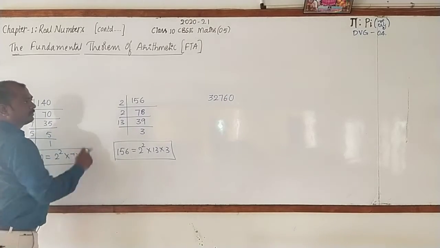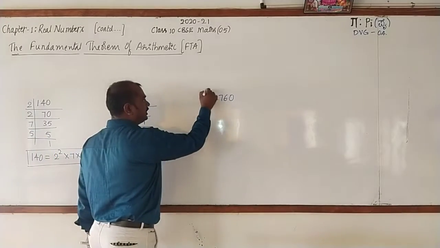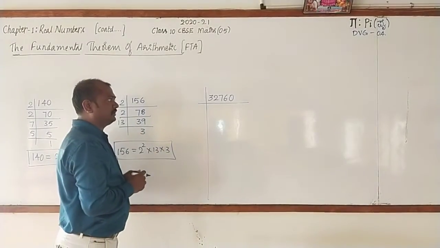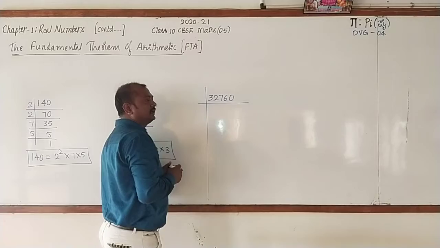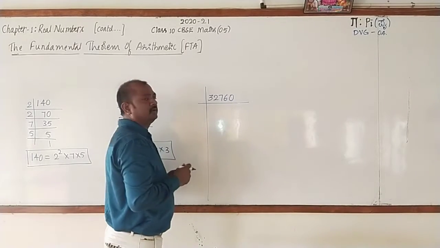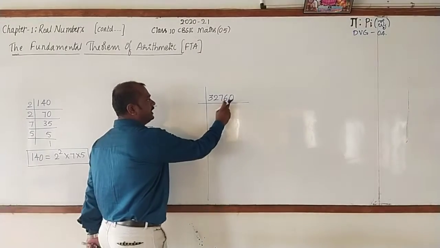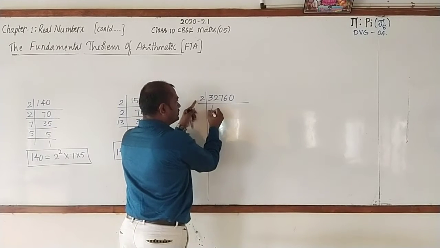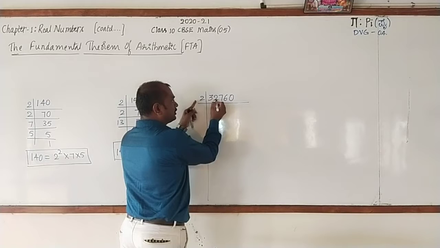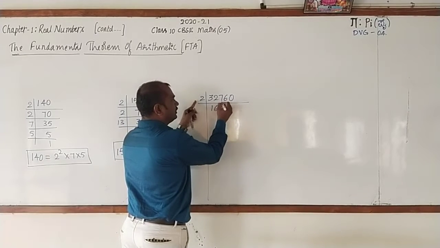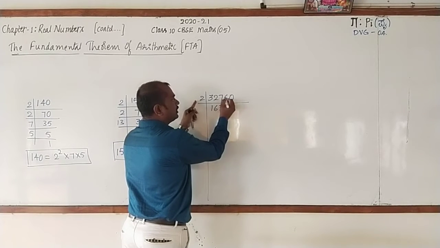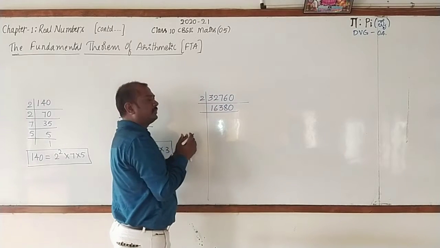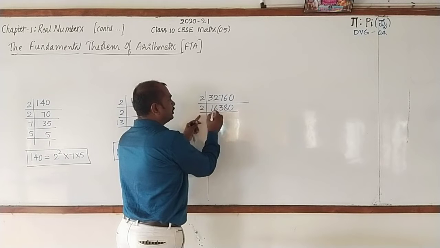So, this is example number 2. Now, example number 3. Here is the number 32,760. Let us start dividing it by either 2 or by 5, because it ends with 0. If you go for taking 2, 2 ones are 2, 1 will remain, it becomes 12. 2 sixes are 12. Next, 2 threes are 6, 1 will remain, it is 16. 2 eights are 16, then 0. Again, it is an even number, start dividing it by 2.